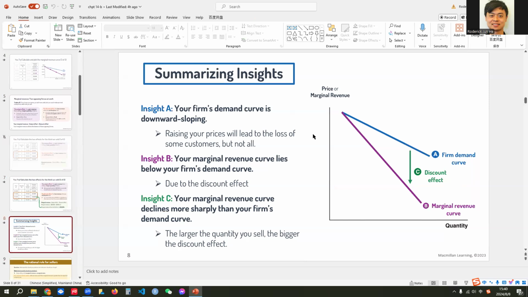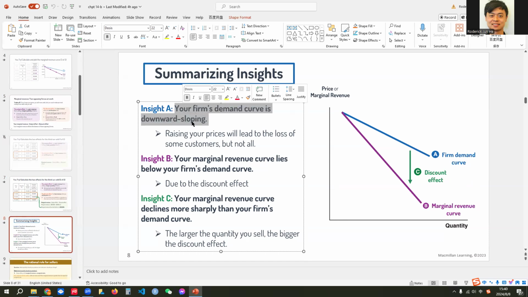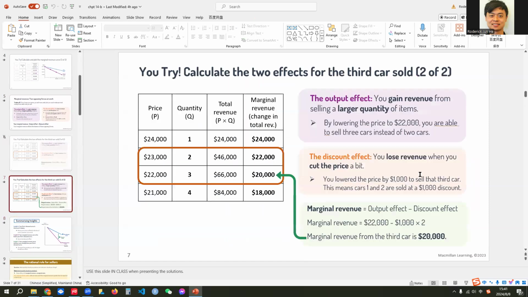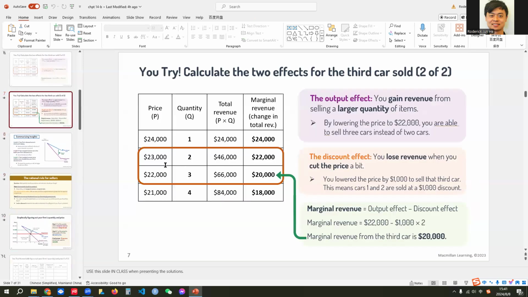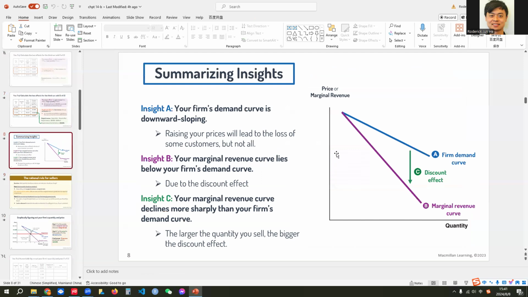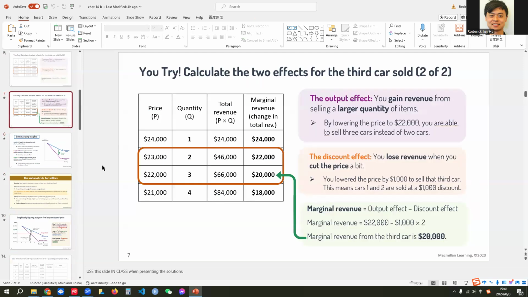Okay, so just to remind you, your firm's demand curve is downward sloping because you're facing consumers, right? And to consumers, there is a negative relationship between price and quantity. The second one, your marginal revenue curve lies beneath your firm's demand curve. And third, your marginal revenue curve declines more sharply than your firm's demand curve because of the existence of the discount effect.